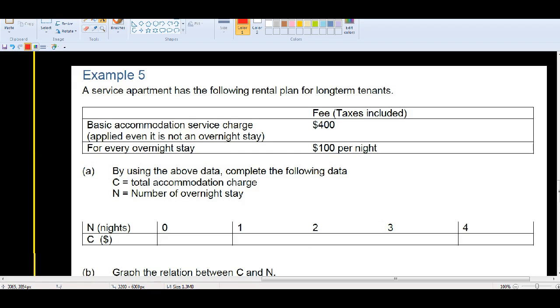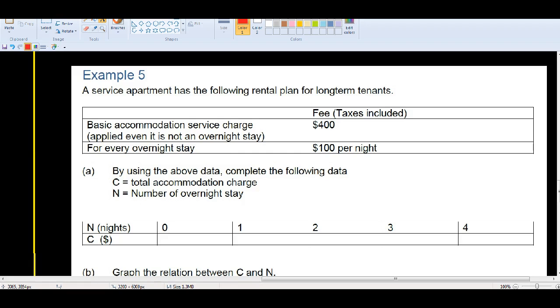So that would be a basic accommodation surface charge of $400, which applies even if it's not an overnight stay. So if you go to this surface apartment and want to stay there for 5 hours only, they still charge you $400, even though you don't stay overnight. For every overnight stay, they will charge you $100 per night. Okay, so you see that's the plan.